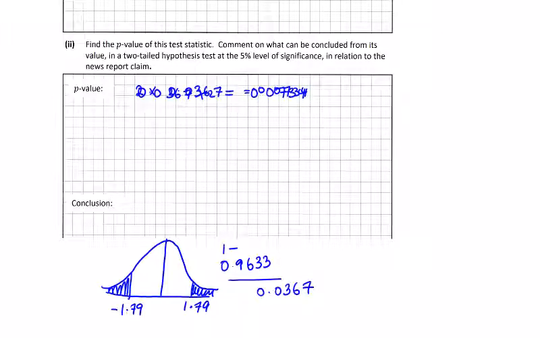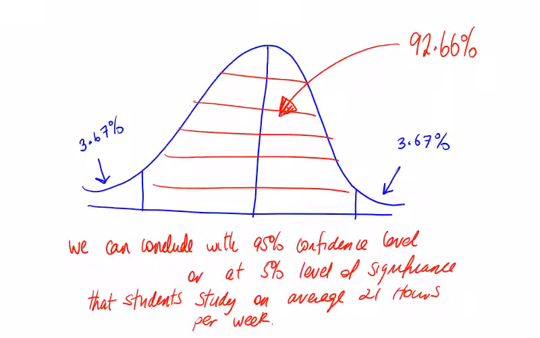So we're asked to comment as well on this hypothesis test with a 5% level of significance. So let me just do a new sketch here. So just a quick diagram here with our two-tailed test. So the two tails add up to just under 7%. So the middle section is 92.66%.